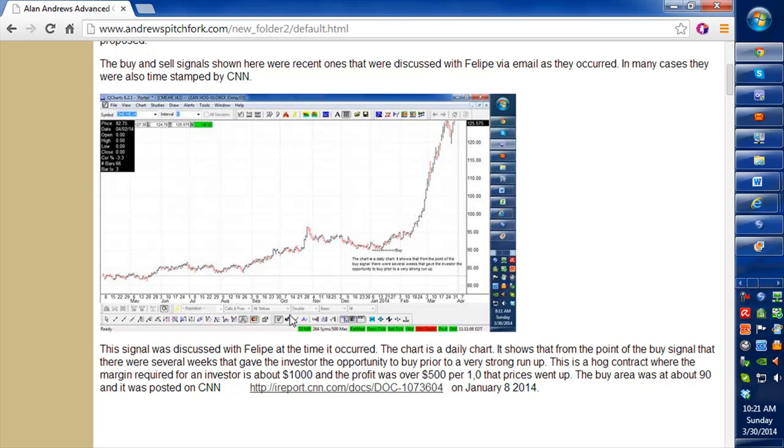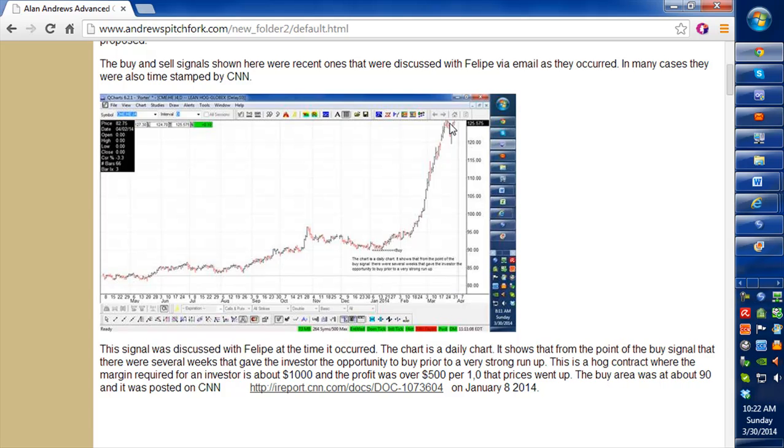Okay, so this particular signal here was timestamped on CNN on, I'm sorry, January 8th, 2014. Basically it's a buy signal in the hogs, and we posted it right here. Then prices came up and came a tad lower over here, and then finally took their dramatic upswing.